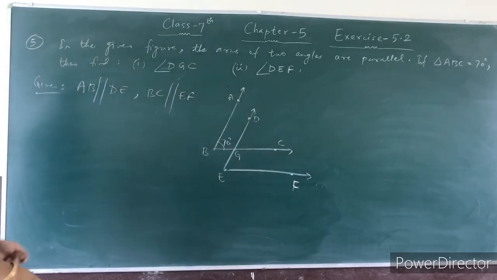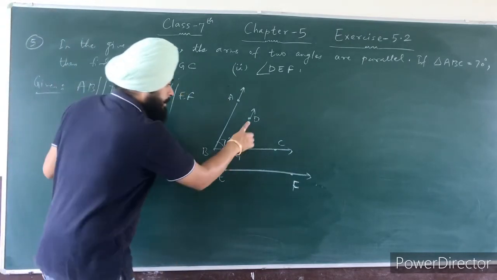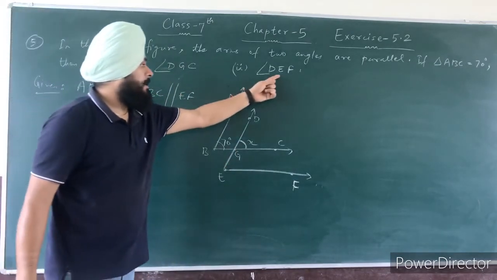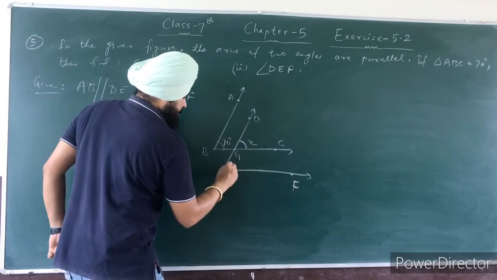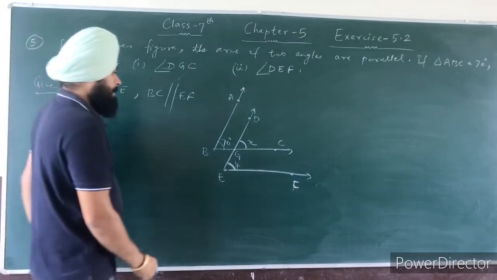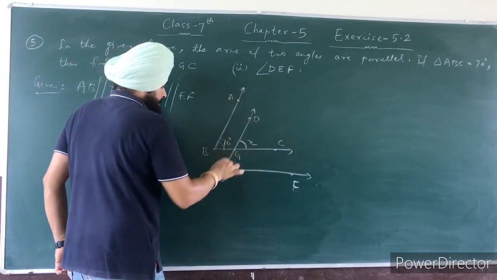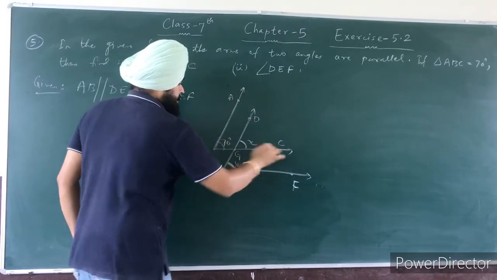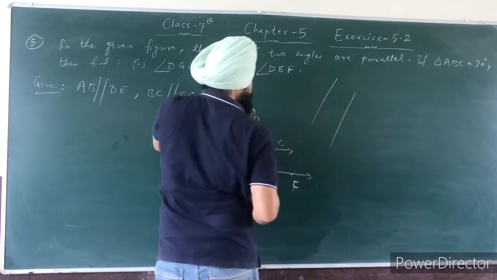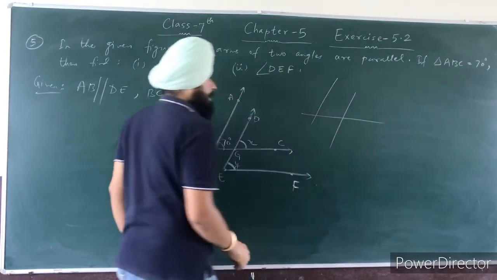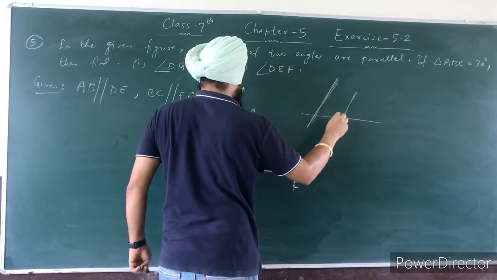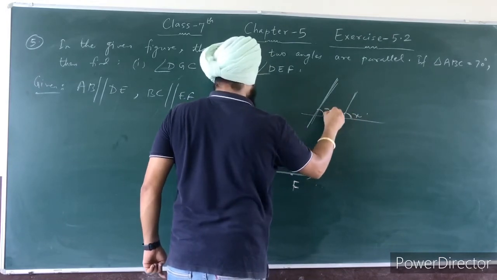Alright. So we have to find the angle DGC, this one. So take this angle X, and second is angle DEF, this one. So take this angle Y. Okay? So now you can see here for these parallel lines, this BC is what? It is a transversal. So this AB and this DE are parallel, and this BC is a transversal. Alright. So we can find the value of x.